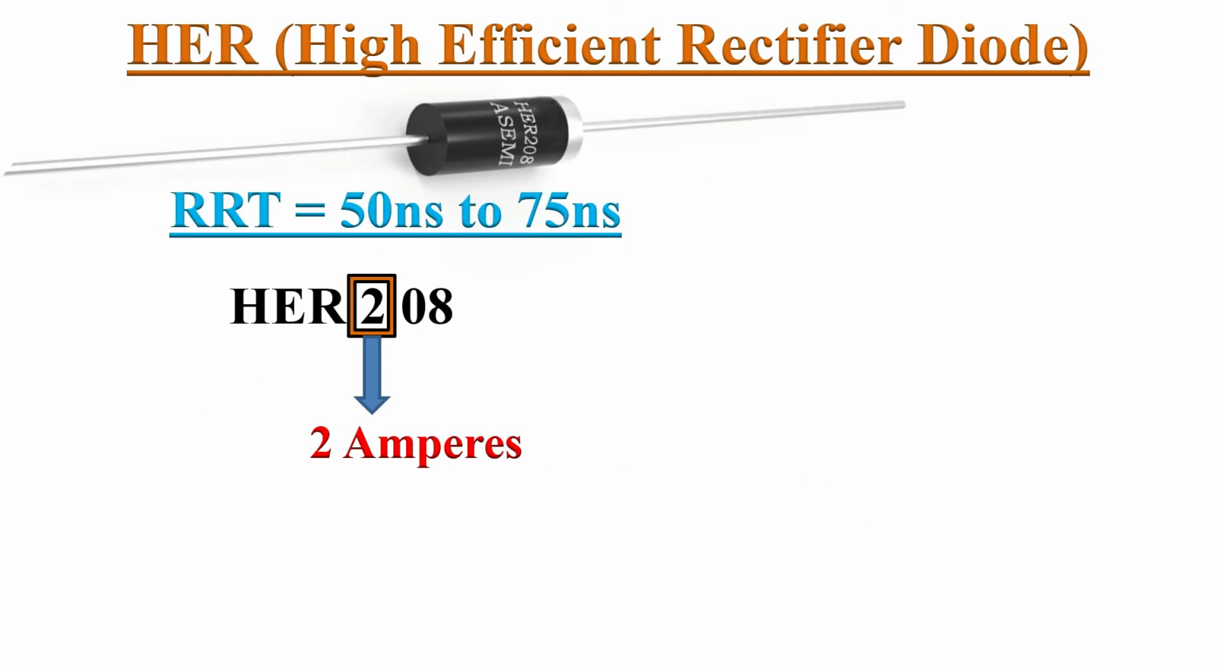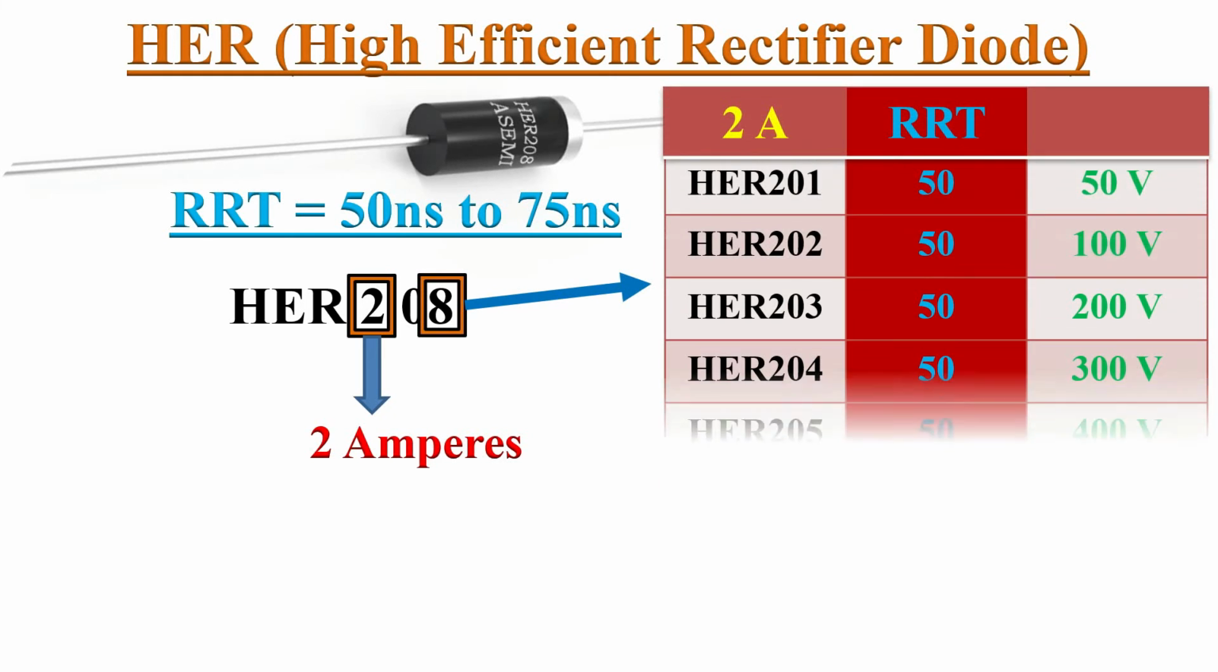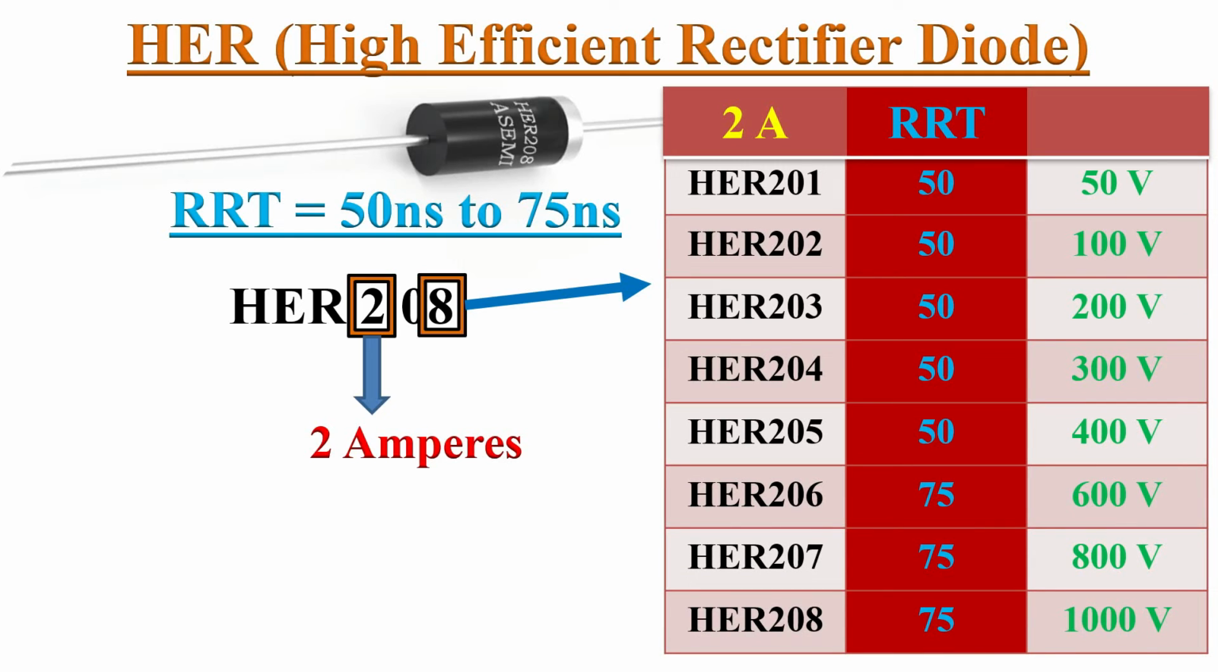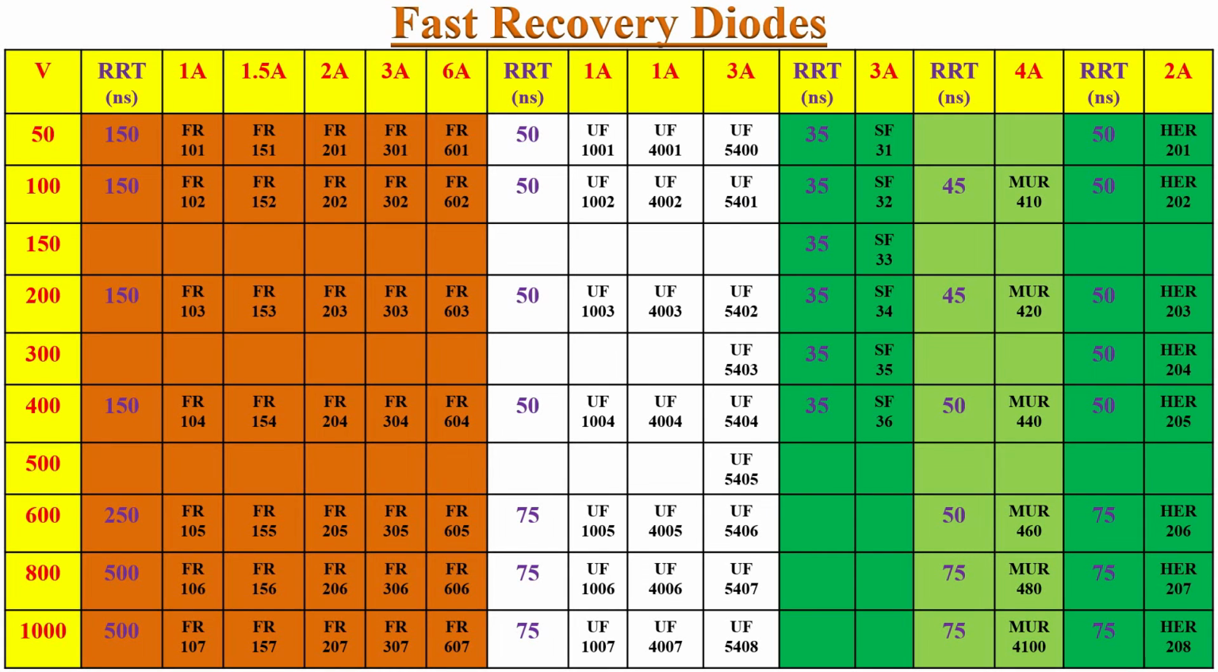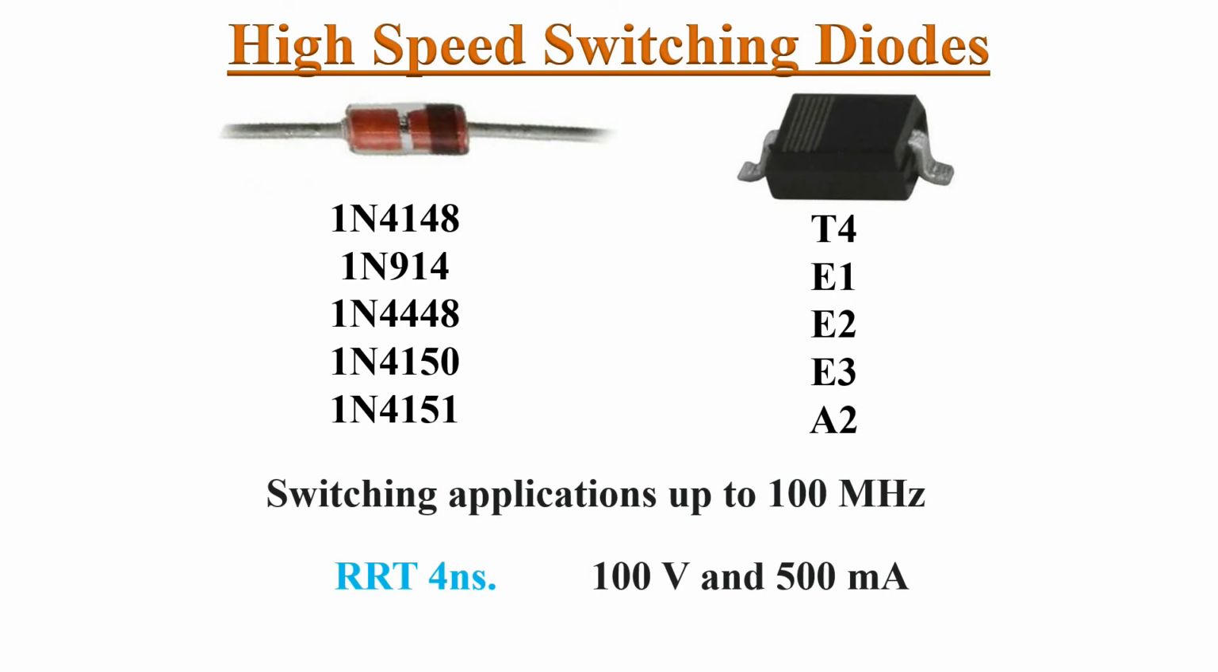Next one, high efficient rectifier diodes. HER diodes' reverse recovery time is between 50 nanoseconds and 75 nanoseconds. HER diodes' voltage rating is indicated with the last numeric digit. Here in this table, HER diodes' reverse recovery time and voltage ratings are listed. Please refer to it. Here I have listed fast recovery diodes' voltage, current and reverse recovery time in a tabular form. You can use this table as a reference.